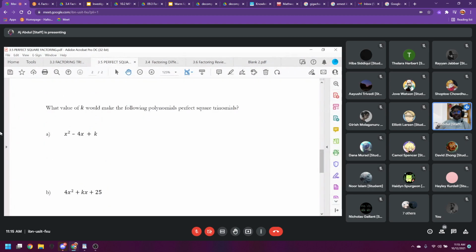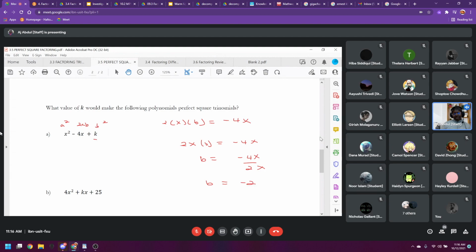What value of k will make this a perfect square trinomial? Well, if this is my a squared, this is my b squared, and this is my 2ab, right? I want to find a number to throw here, so to force this into 2ab. So I go, okay, my a is x, so 2 times x times b equals negative 4x. So 2x times b equals negative 4x. So b equals negative 4x over 2x. b equals negative 2.